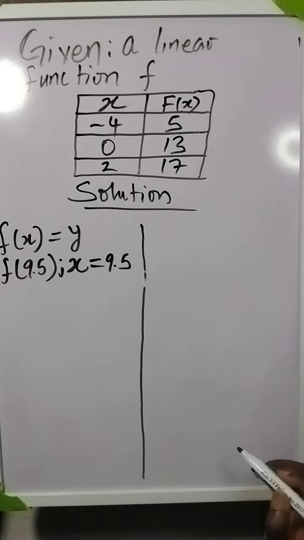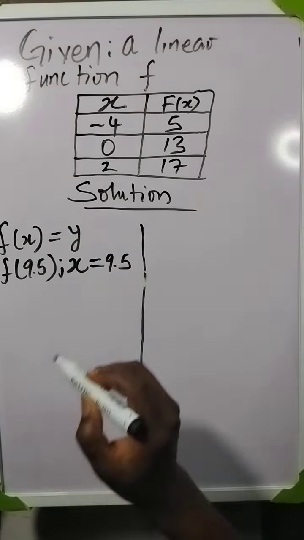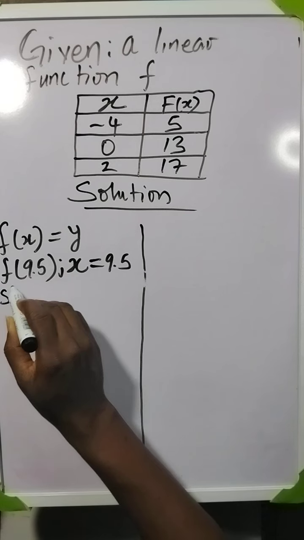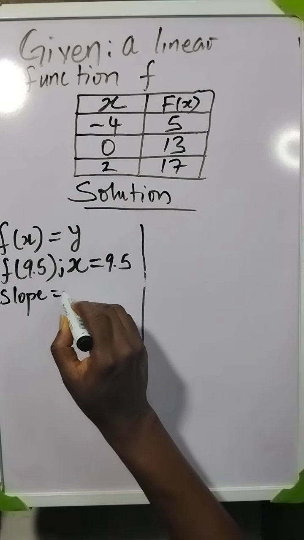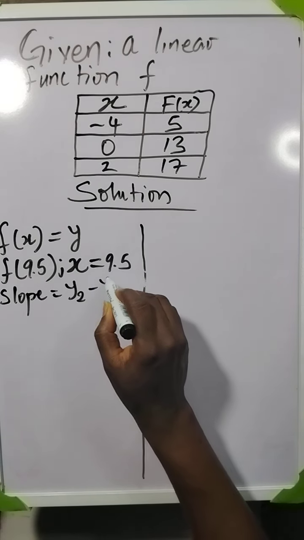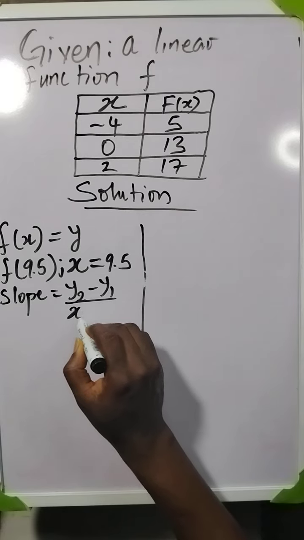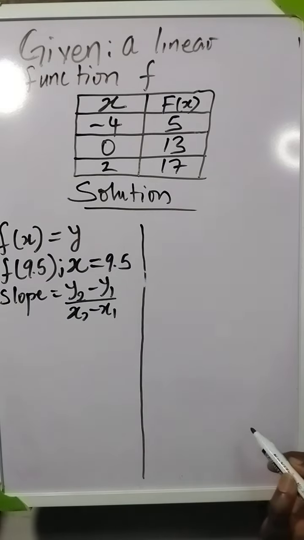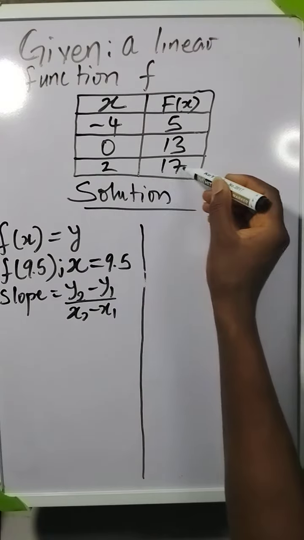Of course, you can't find it from the graph, so you really need to do a little solving to get your answer. First of all, we find the slope, because the slope is the same for this function. The slope is given by y2 minus y1 all over x2 minus x1. Now, we can pick any 2 points. Let me pick these 2 points.